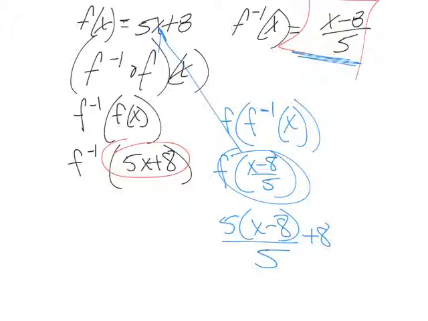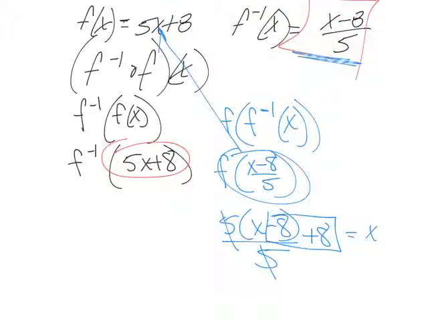And let's see here. When I do the math, I get 5x minus 40. This cancels with this. This turns into 0, and I'm left with x. So that turns into x too. So I just proved that this function here is an inverse of this function, and that this one is an inverse of that one.